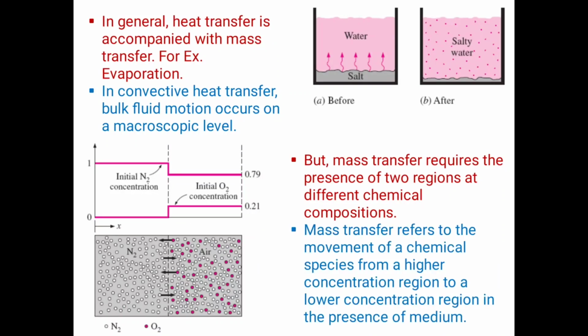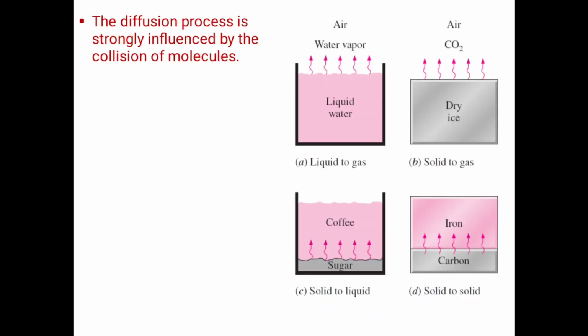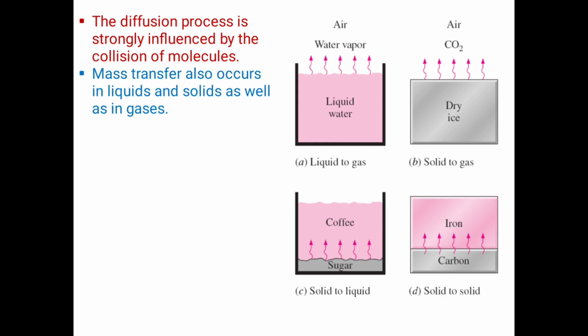In this, mass transfer refers to the movement of chemical species from a higher concentration region to a lower concentration region in the presence of a medium. The diffusion process is strongly influenced by the collision of molecules. Mass transfer also occurs in liquids and solids as well as in gases.